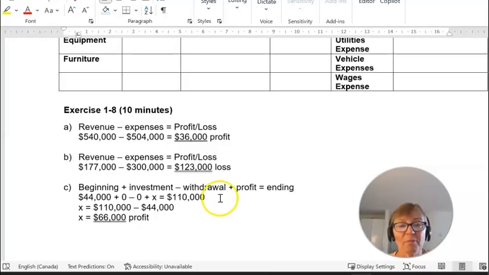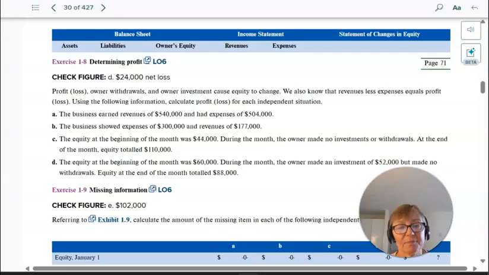So how do we go from 44,000 to 110,000? Well, if you take 110,000 minus 44,000, then it says that the profit must have been 66,000. And to check that, you can fit it in where the X is. So 44,000 plus 66,000 gives us an ending of 110,000. Now this next one, D, is a little bit more complicated. Let's have a look. But again, it gives you the check figure so you can see if you're correct.